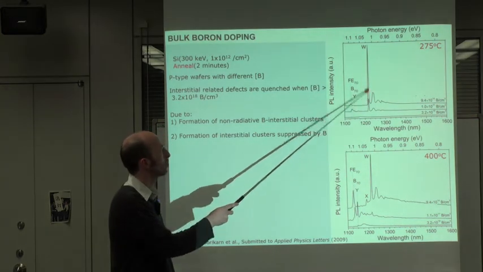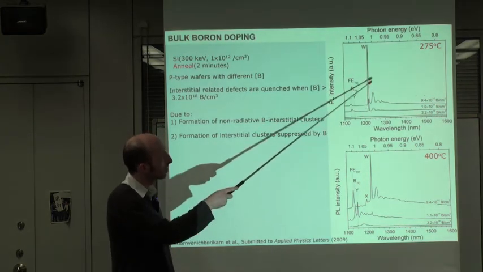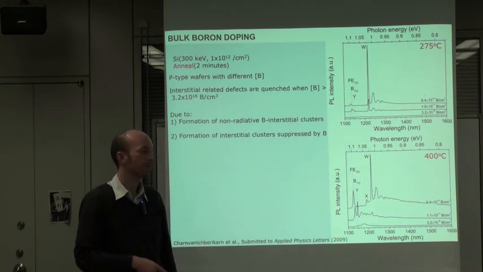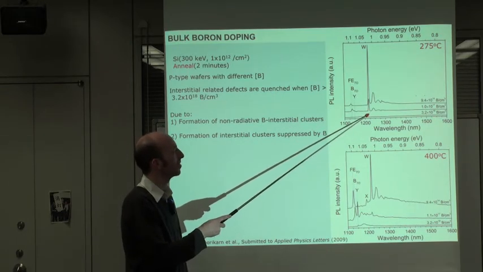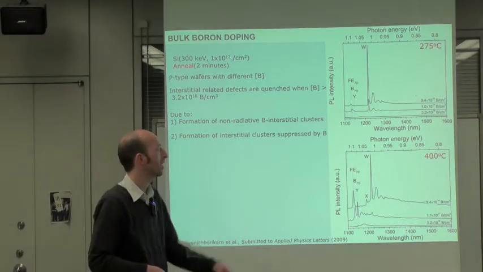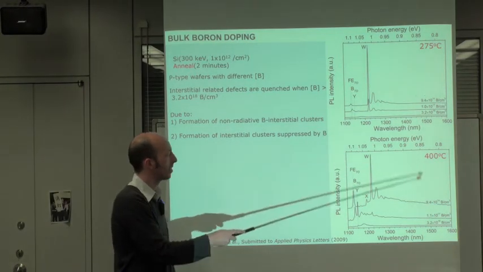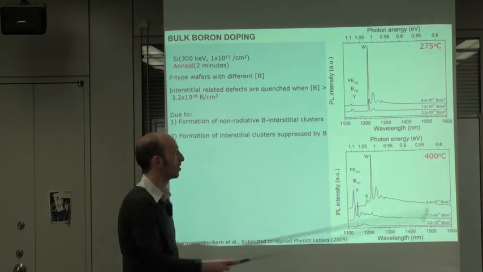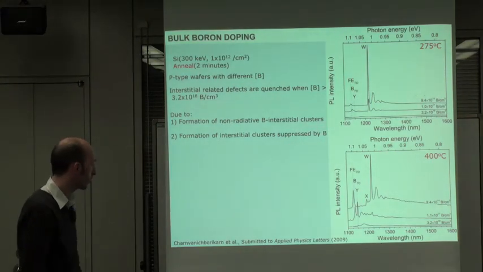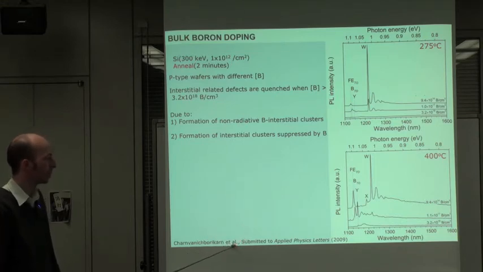boron density sample, we saw the W line. But as the boron concentration increased, the W line decreased in intensity. And we found that as well for the 400 degree sample. So we've just submitted this a few weeks ago to APL.